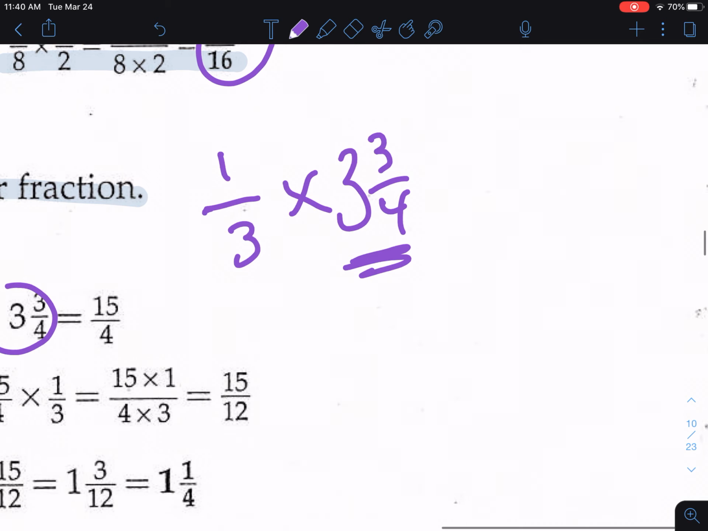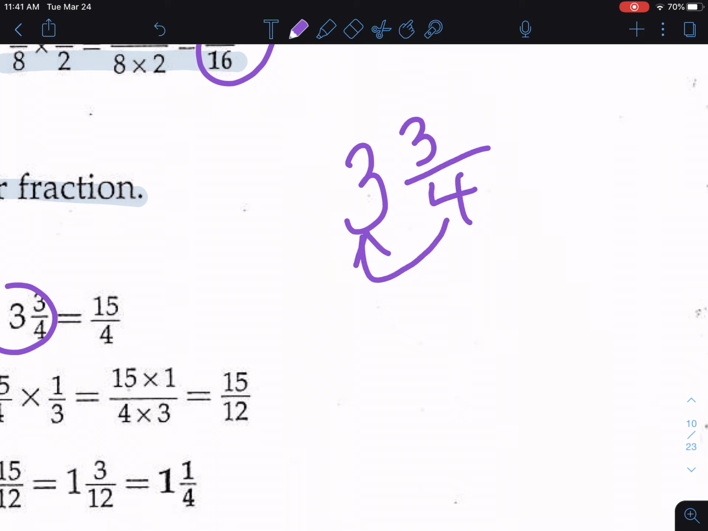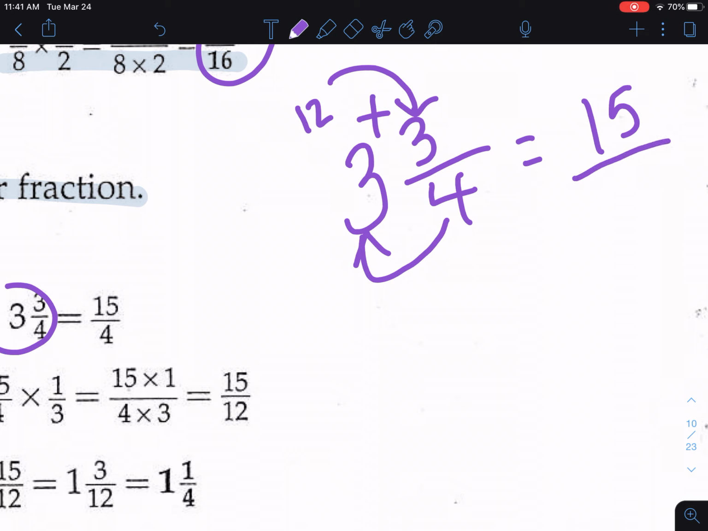They magically got it to 15/4, and I'm going to show you how they got it to 15/4. I'm going to erase this to make it look easier. So we have 3 3/4. Remember, we're going to do 4 times 3, which is 12, and then we're going to do 12 plus 3, which is 15. We're going to keep our 4 at the bottom. That's how you do it. Bottom times whole number, and then take that answer and add it to your top. Put that on your top. Keep your denominator.